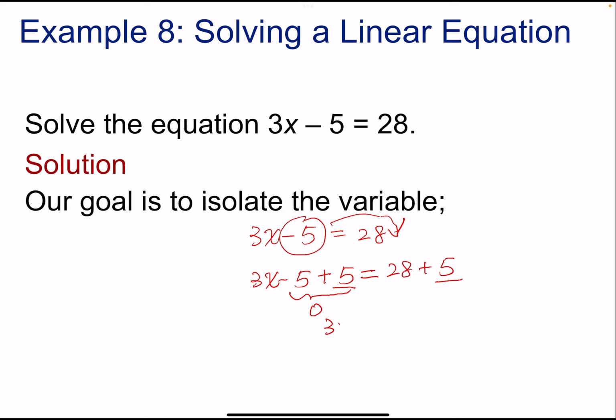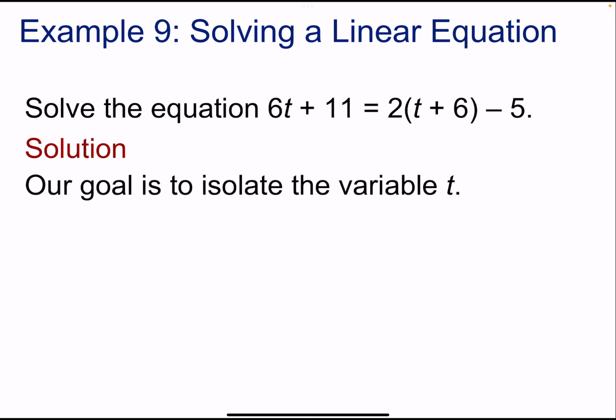So the left-hand side becomes 3x, and the right-hand side, 28 plus 5, is 33. And then you divide both sides by 3, and that gives you x equals 11. So you see how we use the idea of collecting terms with x on the left-hand side and collecting terms without x on the other side, and then you can combine like terms and so on, and find the solution.